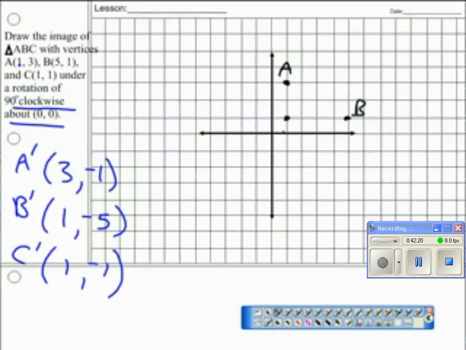What kind of triangle is this? A right triangle this time. It's a right triangle. Again, notice he found all his coordinates first. Now he's graphing the pre-image.